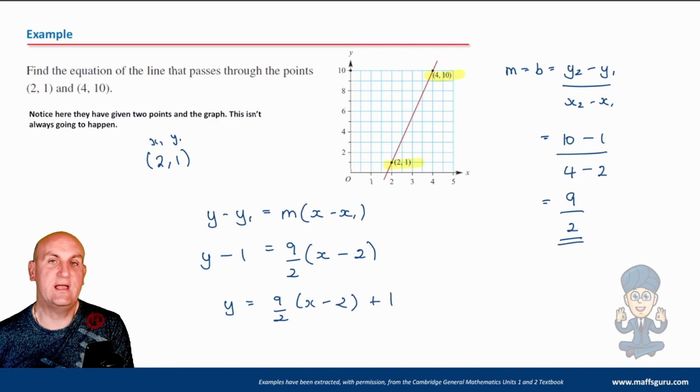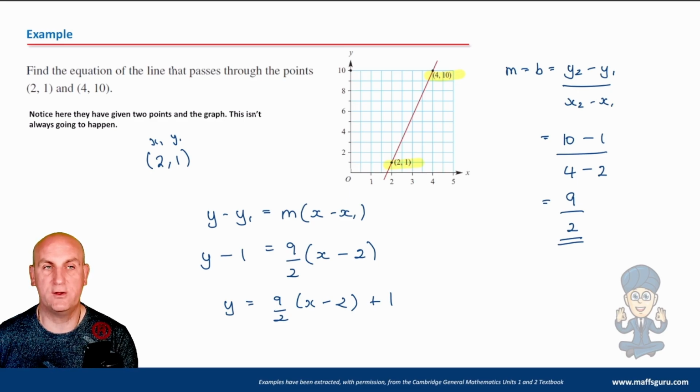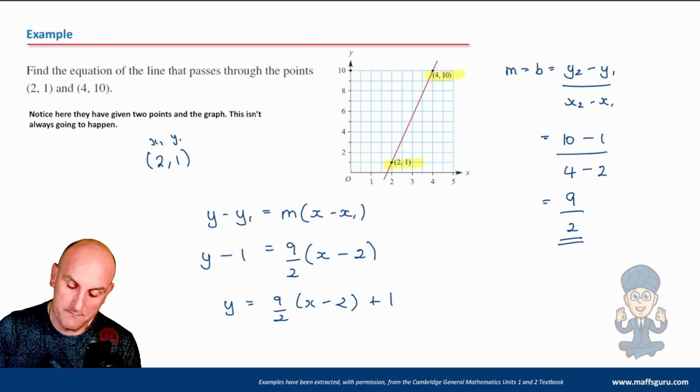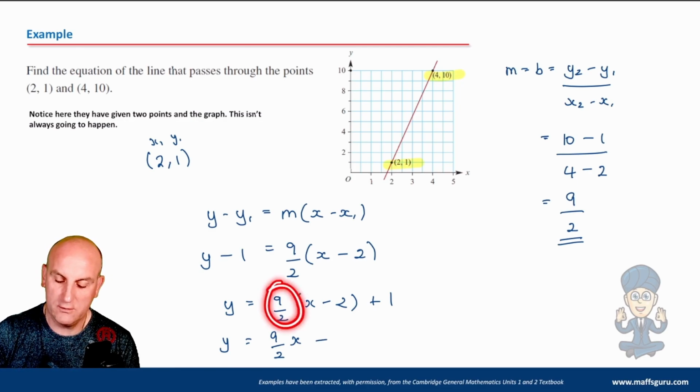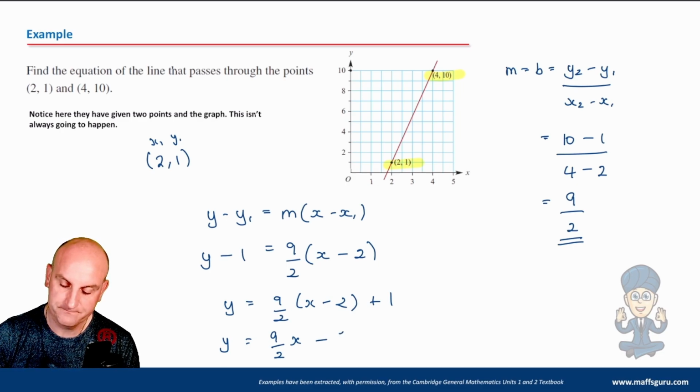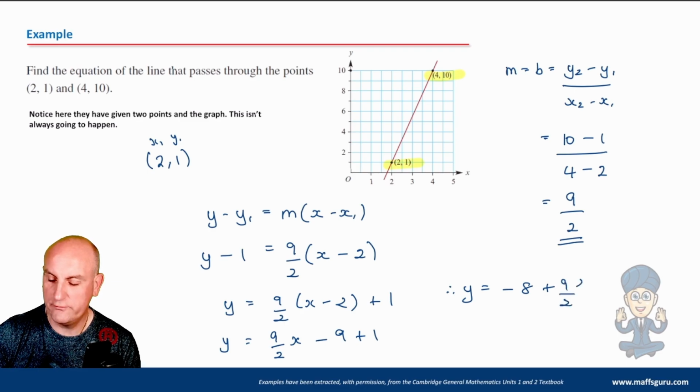Because what I now have to do is multiply out the bracket. Because if you remember, my equation of a line has to be y equals a plus bx. So I'm going to multiply this out using my algebra. That's going to become 9 on 2x minus, well, 9 on 2 times minus 2 is actually going to be minus 9. And I'm going to add 1. And so therefore, my equation is going to be given by, well, we can do minus 9 plus 1, which is minus 8, plus 9 on 2x.